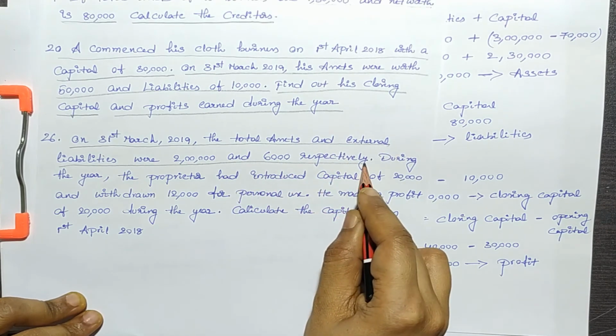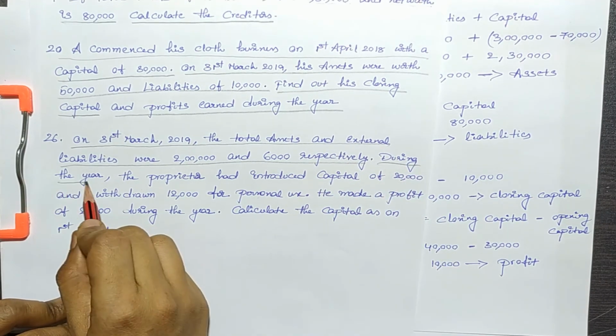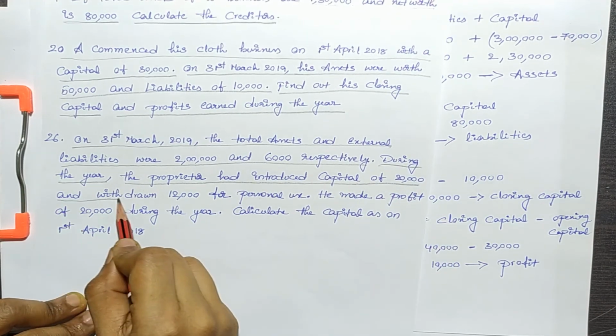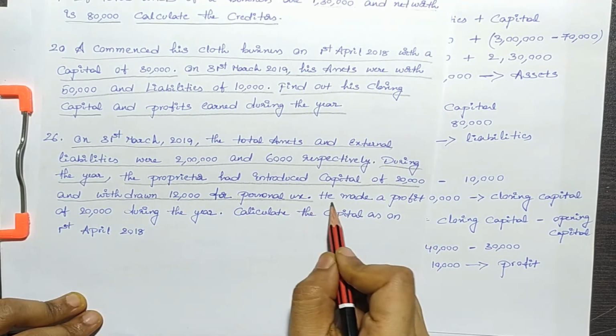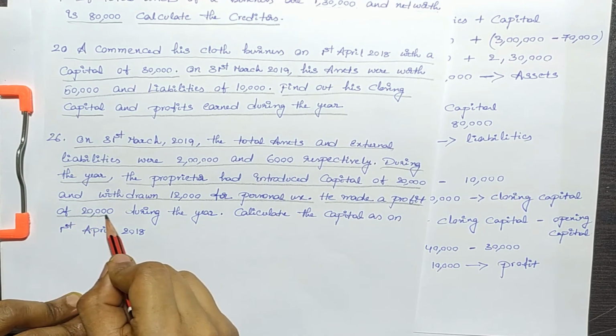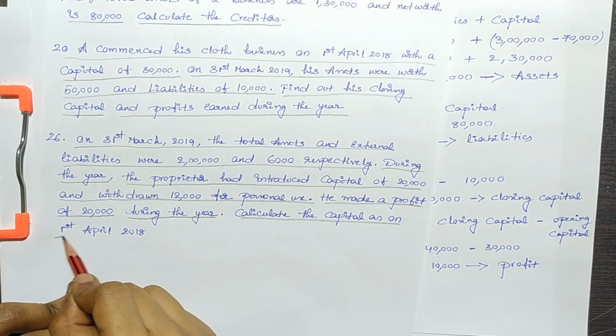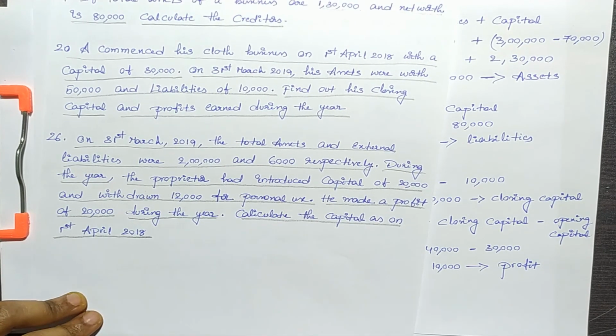Next problem is, on 31st March 2019, the total assets and external liabilities were 2 lakh and 6,000 respectively. During the year, the proprietor had introduced capital of 20,000 and withdrawn 12,000 for personal use. He made a profit of 20,000 during the year. Calculate the capital as on 1st April 2018.